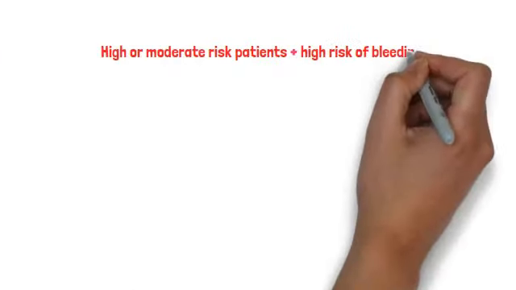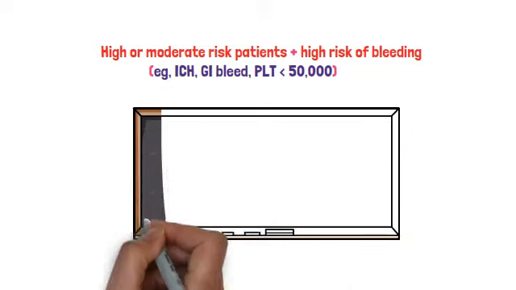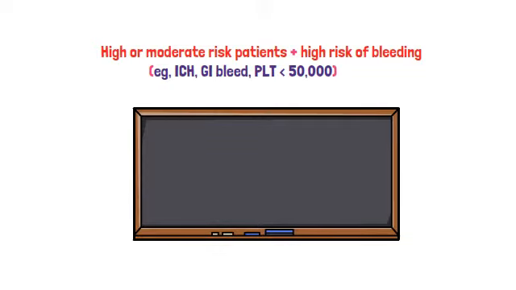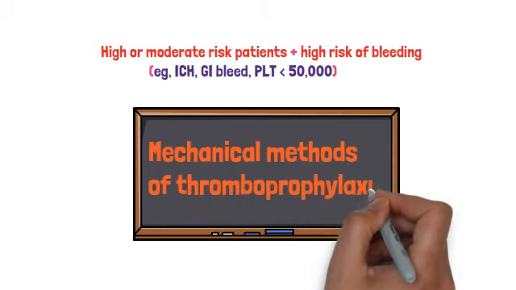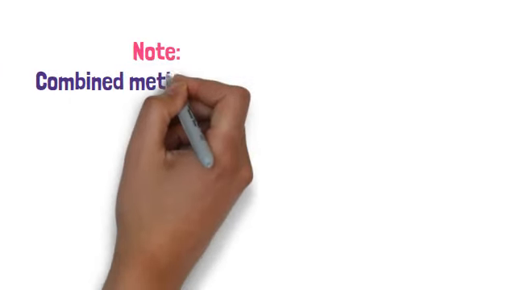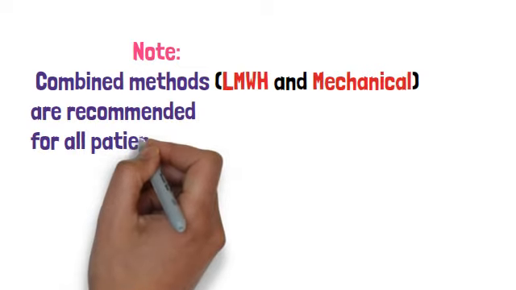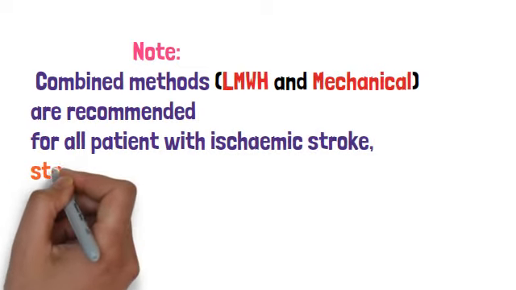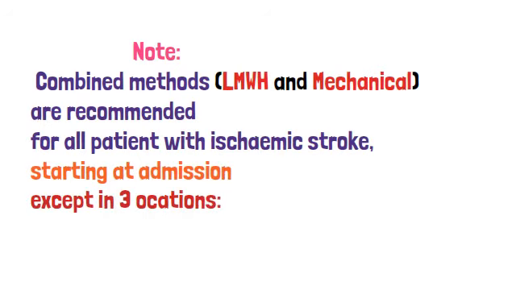For high or moderate risk patients plus high risk of bleeding, we advise mechanical methods of thromboprophylaxis. Important note here: combined method, low molecular weight heparin and mechanical, is recommended for all patients with ischemic stroke starting at admission except in 3 occasions.